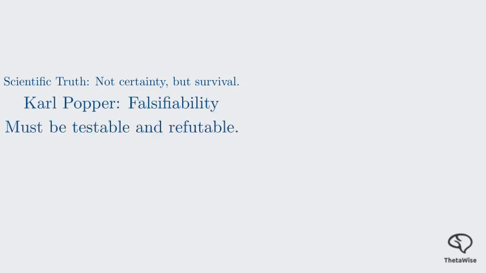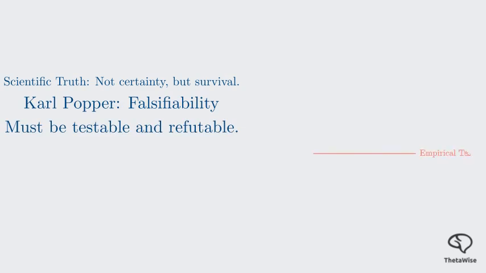While mathematical truth is absolute within its rules, scientific truth works very differently. It is not about certainty, but about survival. In science, we never strictly prove a theory is true. Instead, we fail to prove it false. This is Karl Popper's principle of falsifiability. A scientific statement must be capable of being tested and potentially refuted.